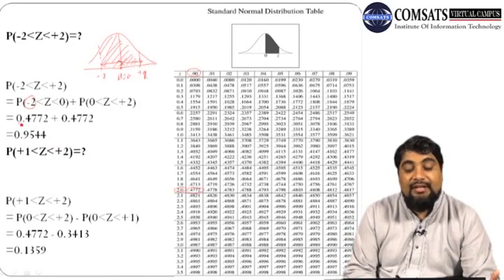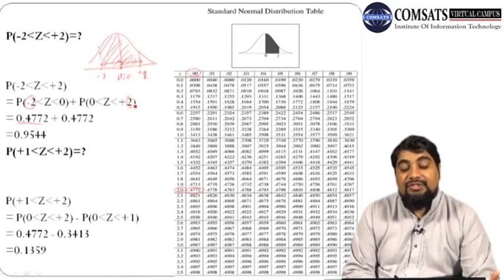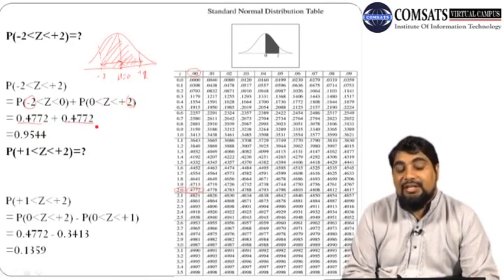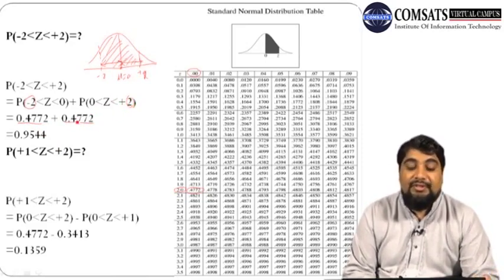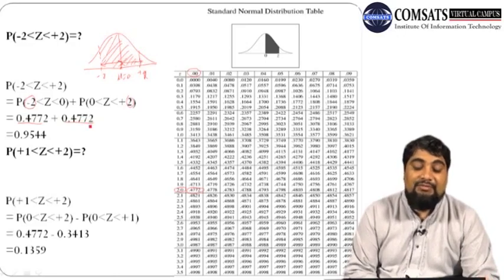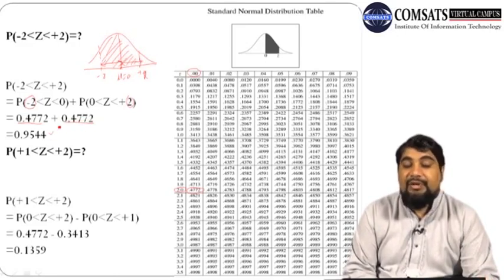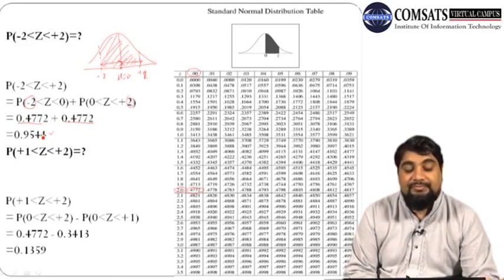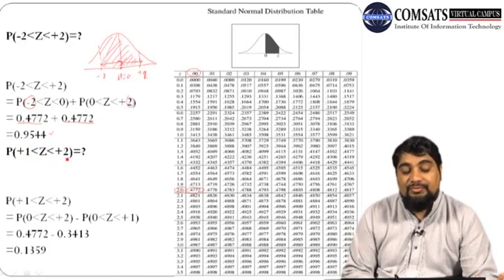So just write it here, and again here between 0 and 2 we need to look up the same number, which gives the same probability or same area, that is 0.4772. So the sum of these two is 0.9544 or 95.44%. So now let us calculate the probability that z lies between +1 and +2.